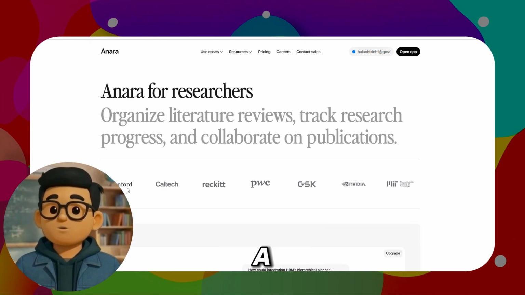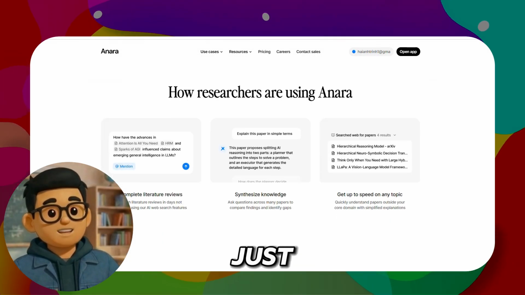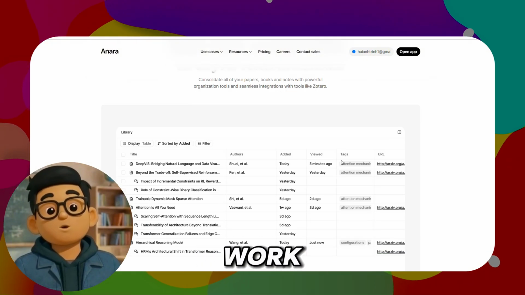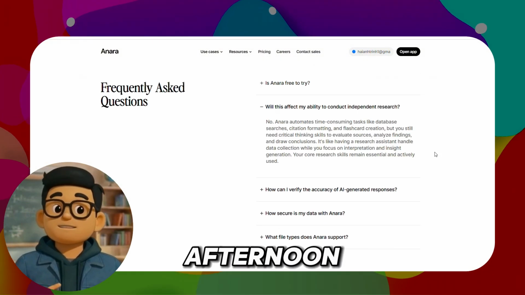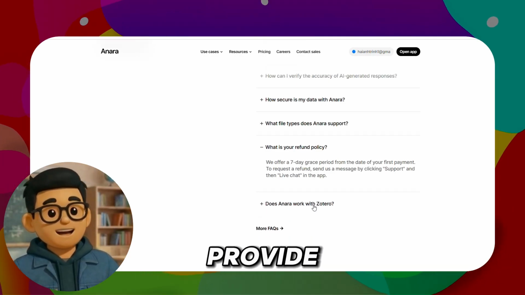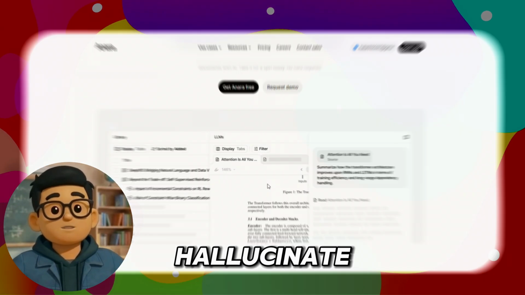Anara came onto my radar a while ago, and at first I assumed it would be just another ChatGPT wrapper, so I did what I always do. I used it in real research work for weeks, not for one afternoon. I tried it on messy, PhD-level questions, where most tools either provide generic summaries or confidently hallucinate.